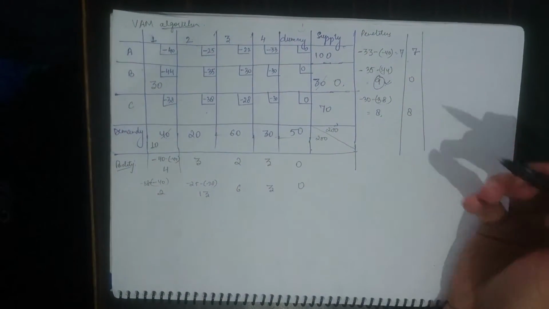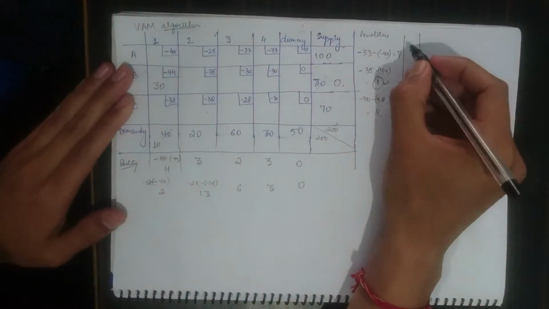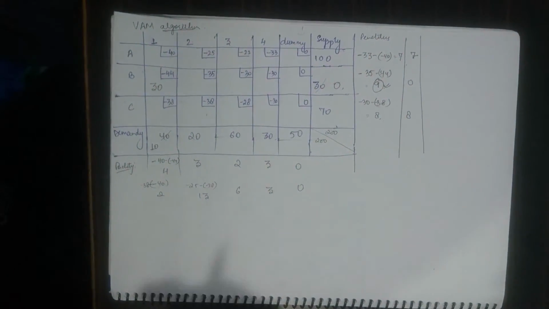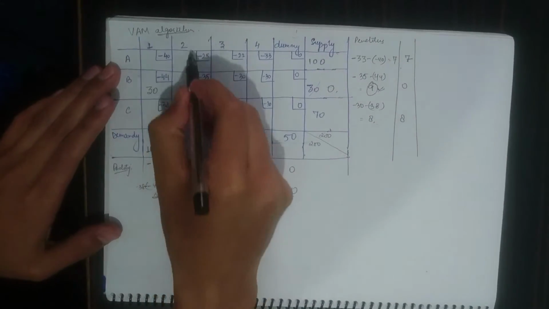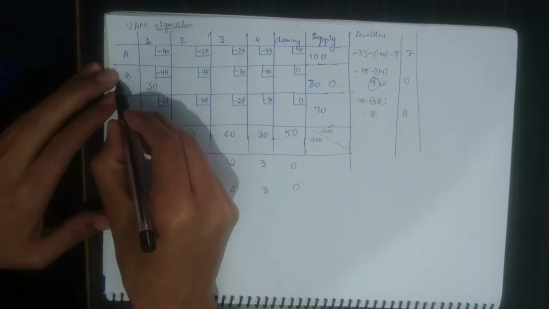Okay, so we will repeat the previous step. We will find the maximum penalty, which is 13, and in this column we will find, okay, this row has kind of vanished right now.